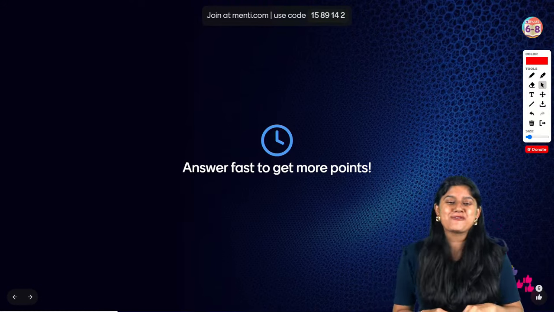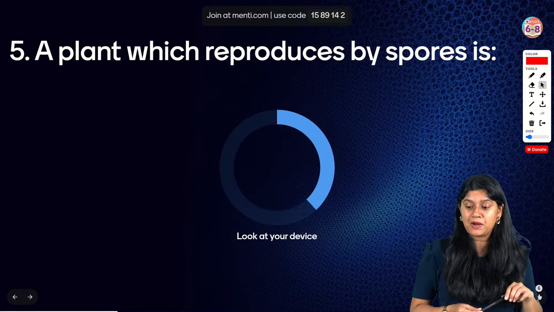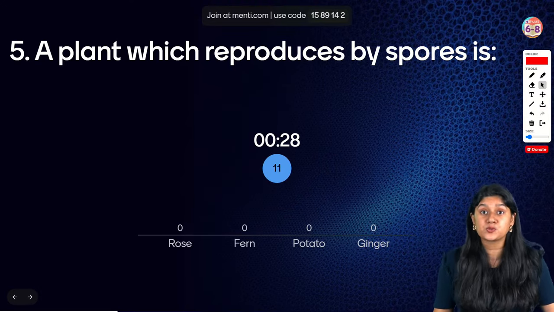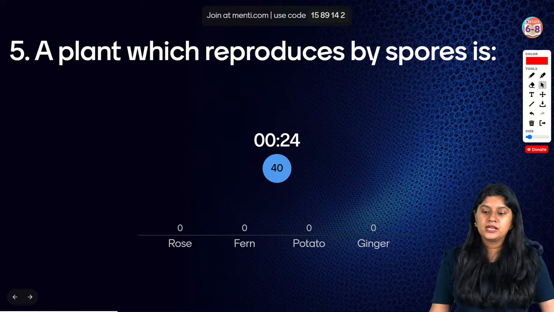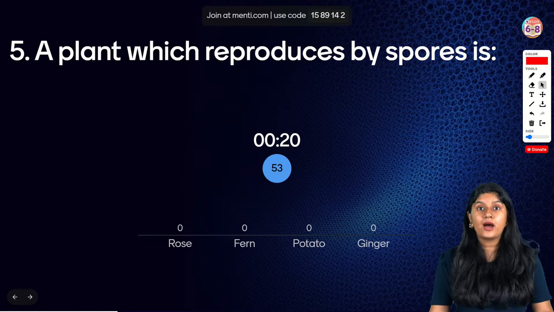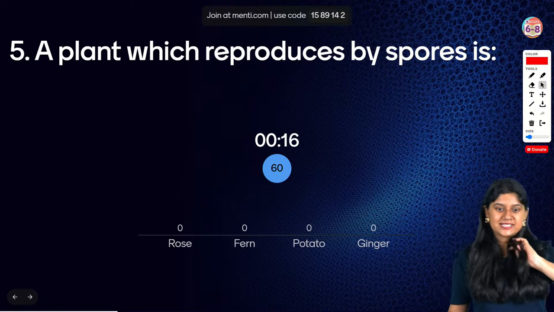Okay. Question number 5, everyone, on our screen. A plant which reproduces by spores is? In which of these plants will we see the reproduction happening through the spores? Rose, fern, potato and ginger. Spores. You're talking about the spores, everyone. I'm sure you have studied about the spores.